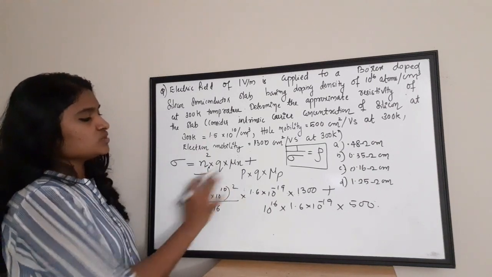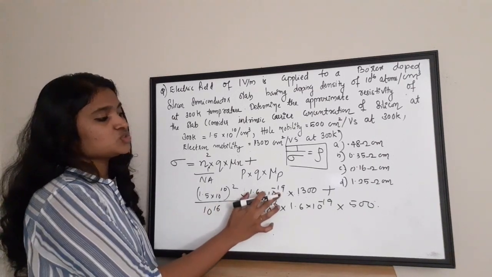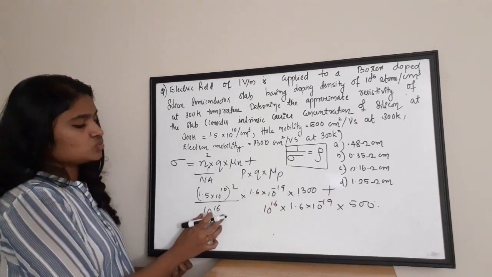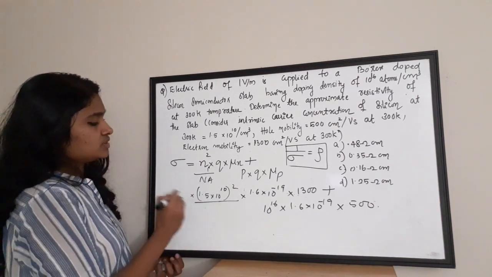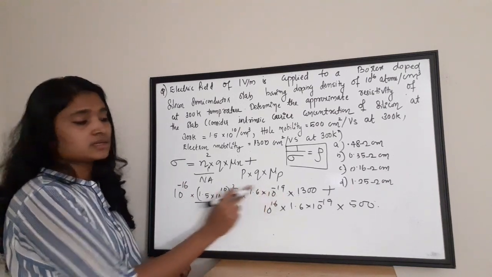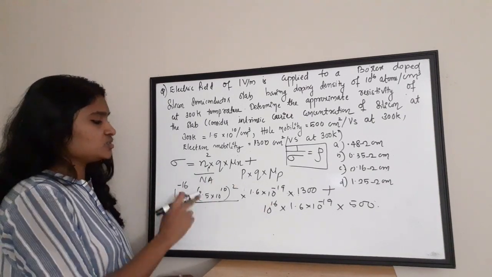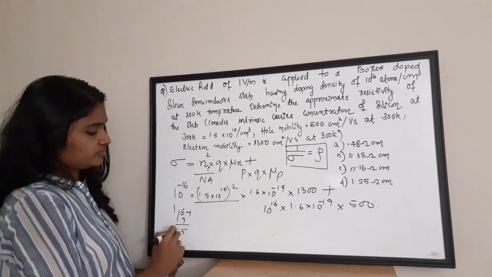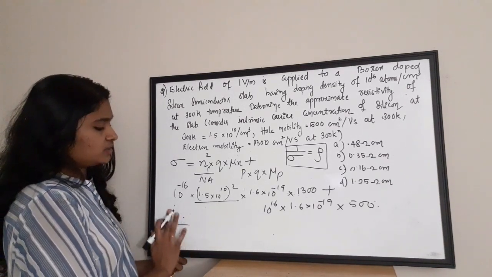Closely examine the term associated with the electrons, that is Ni square by Na into q into mu n. There is a 10 raised to 16 in the denominator, and there is a 10 raised to minus 19 in the numerator. If you take this 10 raised to 16 to the numerator, you will get 10 raised to minus 16. Now there is a 10 raised to minus 16 here and 10 raised to minus 19 here. So these two terms will make a huge negative value, that is 10 raised to minus 16 minus 19, which is minus 35, so this is a 10 raised to minus 35 value here.